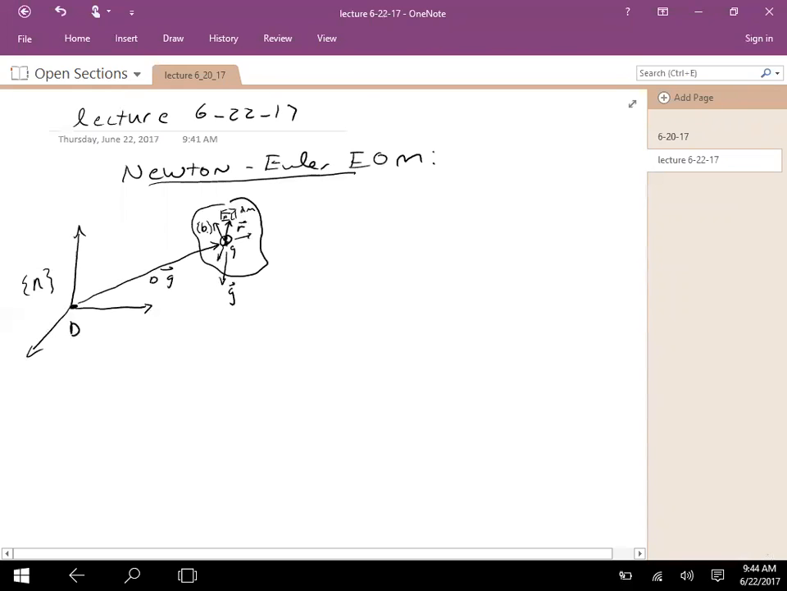The idea is I've got a body that has a center of mass, and there's a particle on the body with some infinitesimally small dp. It's got mass dm and the like.